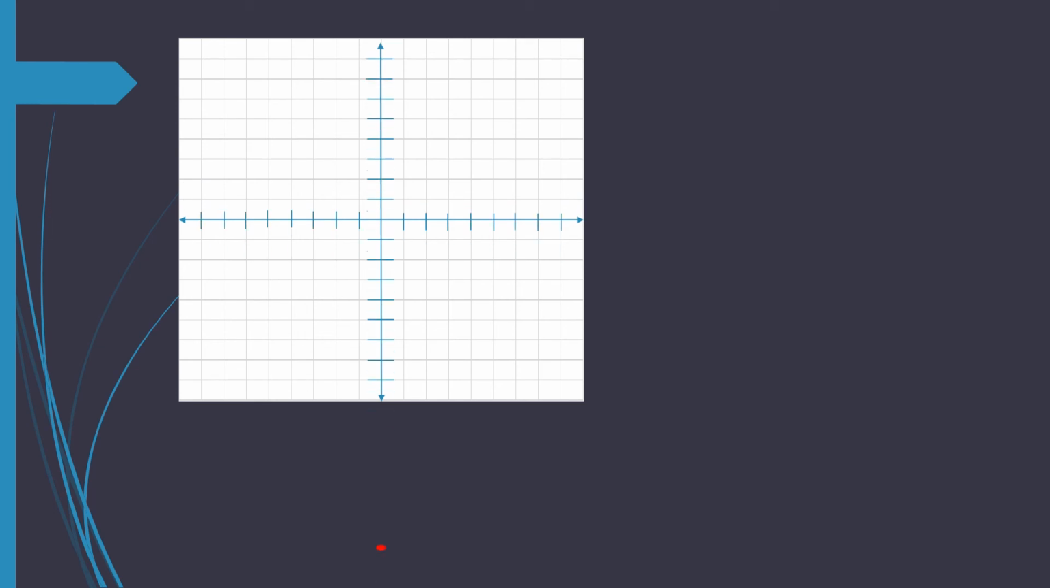Now, the first point is (0, 6), second, (1, 0), third, (4, -6), fourth, (6, 0), and last, (7, 6). The graph will look like this, and this kind of graph is called a parabola.